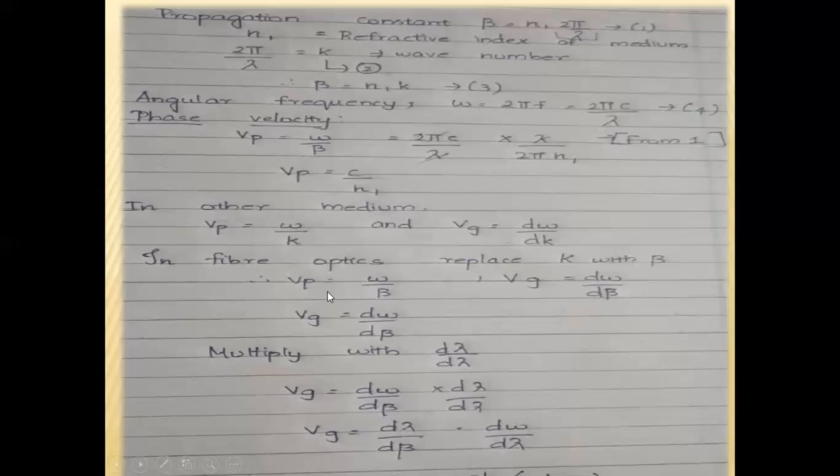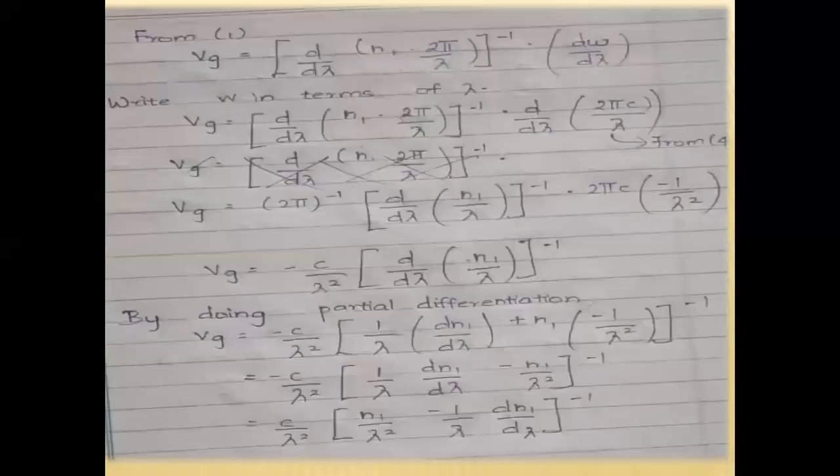Now let us consider group velocity. Vg is equal to d omega by d beta. We know this. For simplification, just multiply and divide by d lambda. So Vg is equal to d omega divided by d beta, multiplied and divided by d lambda. We are just rearranging this expression like d lambda divided by d beta into d omega divided by d lambda.